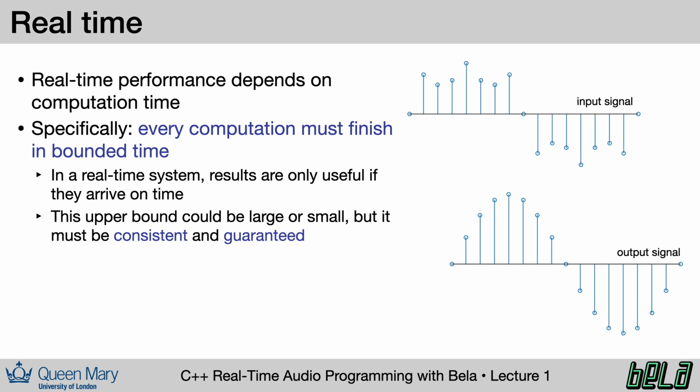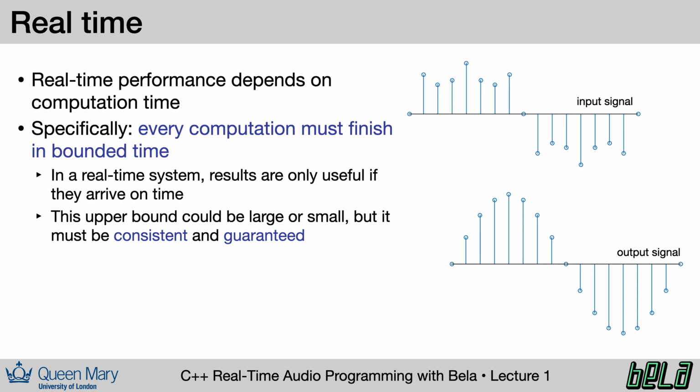Being able to implement a system in real time depends on how we structure our computation. And there is one key criterion for making a real-time signal processing system, and that is that every computation must finish in a bounded amount of time. The idea is that the result is only useful if it arrives on time. If it arrives late, it might as well not have happened at all.